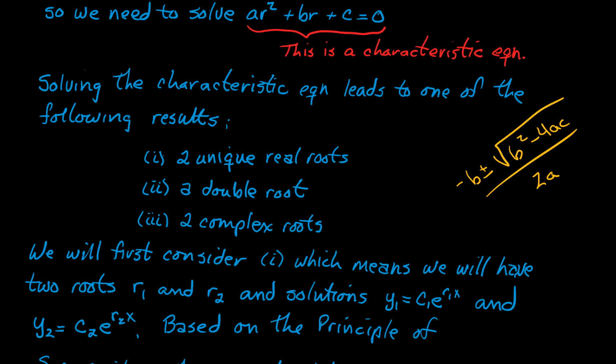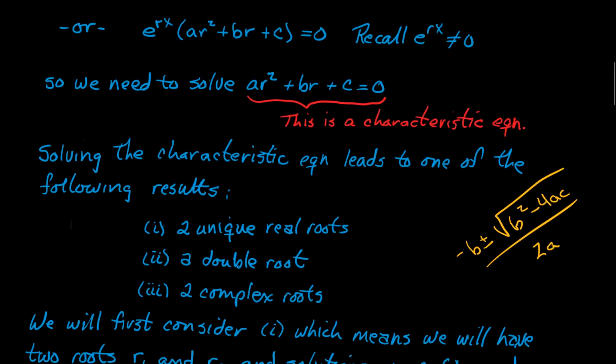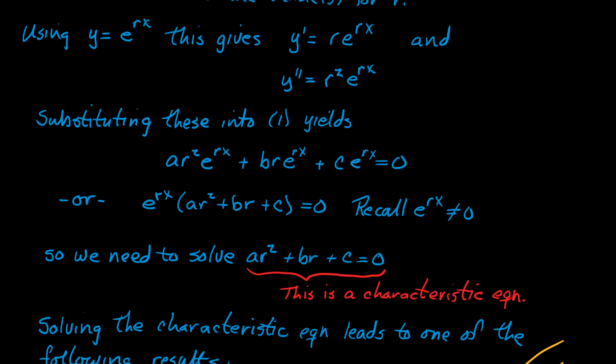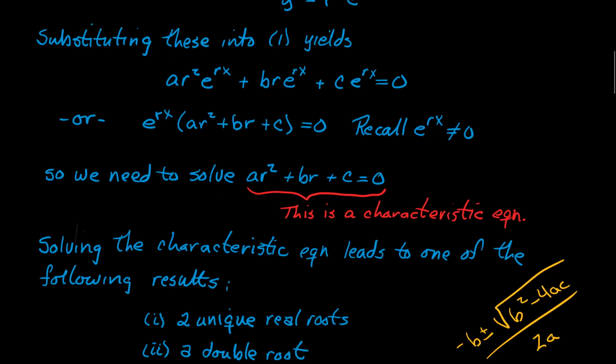We're going to take a little time here and consider what happens when you get two unique real roots. We wind up with solutions R1 and R2. With these two solutions, if we recall up here at the top of the screen, remember our y, our solution is going to be e to the r times x, but r is the root.